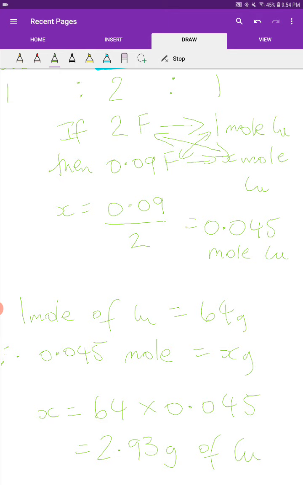So if we were to create our little electrolytic cell, what we would have is a situation where on our cathode you would start to see a pink solid forming around the electrode. And since we're dealing with a molten electrolyte, as that solid forms, it will start to melt and drip off, and a total of 2.93, almost 3 grams of copper is going to be formed on that electrode.